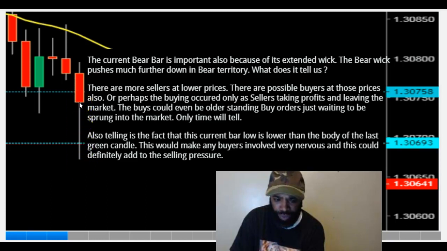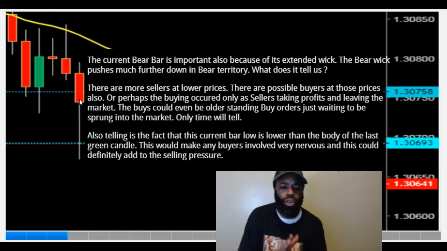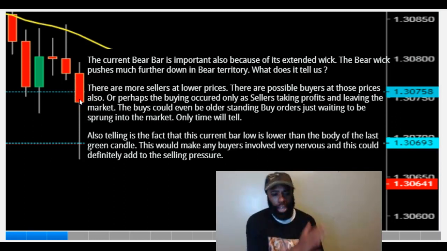All right? So there's a couple of things that could have gone on here. There are possible buyers down here at these prices. Well, we know there are some buyers down here because it would necessarily have to be, because that's why the price was able to move up. So there are some buyers down there. We definitely know that. But we don't really know what type of buying.